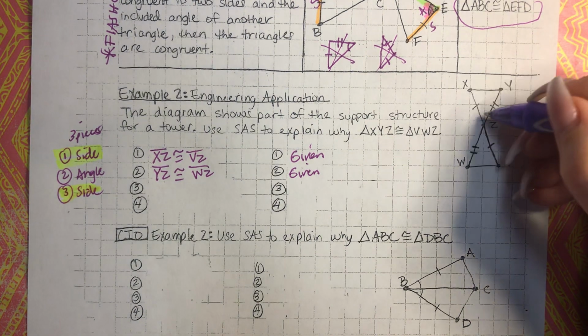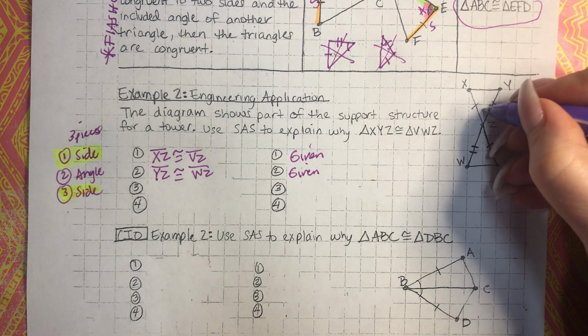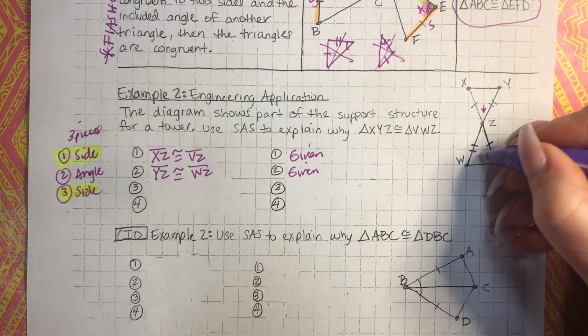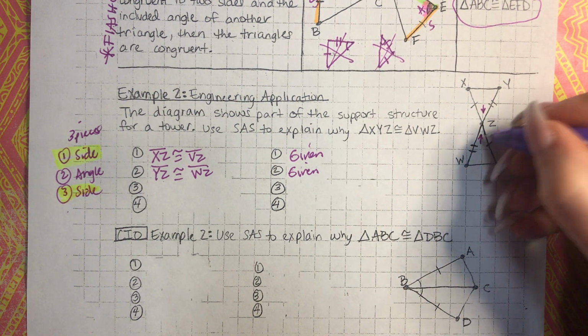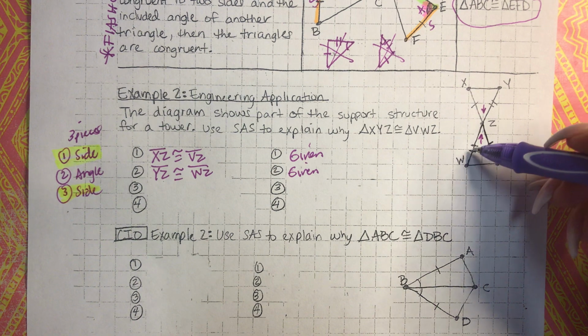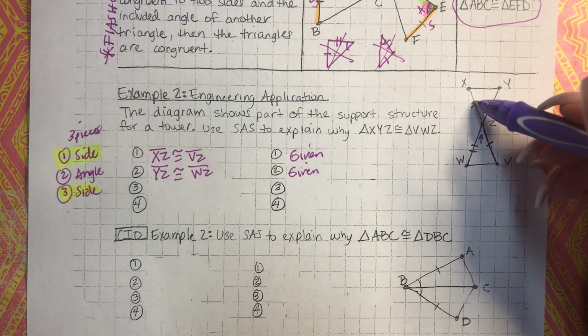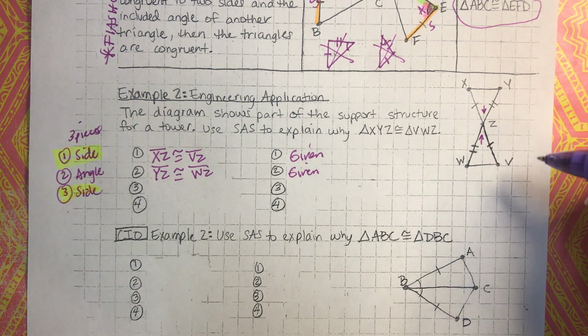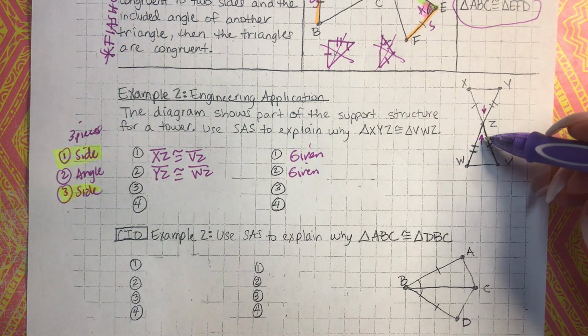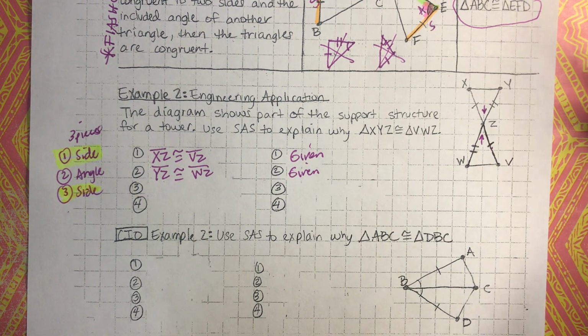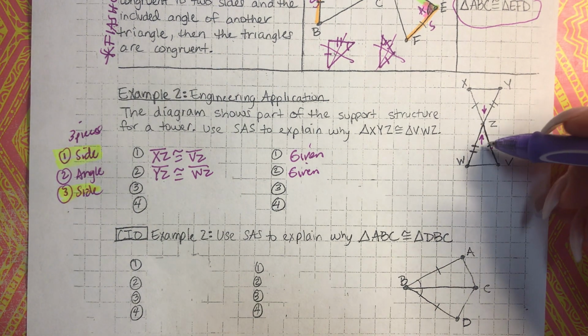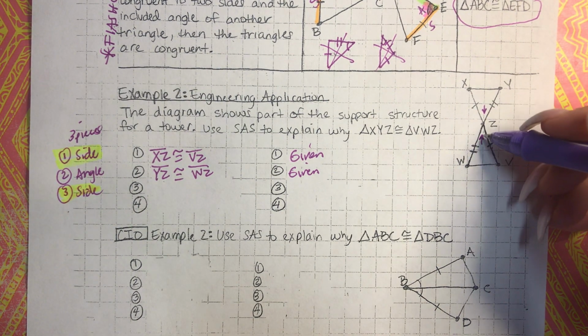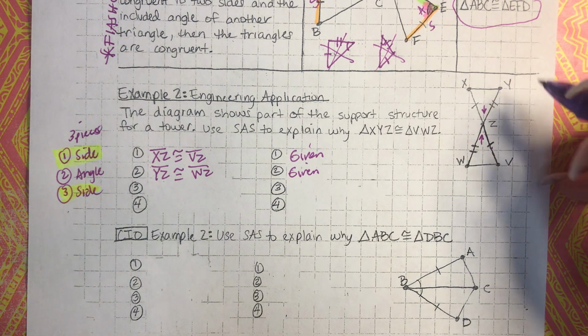We need the angle that's between these 2 sides, the included angle, which is this angle here and this angle here. To use side angle side, this is side angle side, side angle side. We need to show that these 2 angles are congruent. Can you guys think of a reason why these 2 angles would be congruent? If you're thinking about the vertical angles theorem, you would be correct. These are vertical angles, which means that they are congruent.